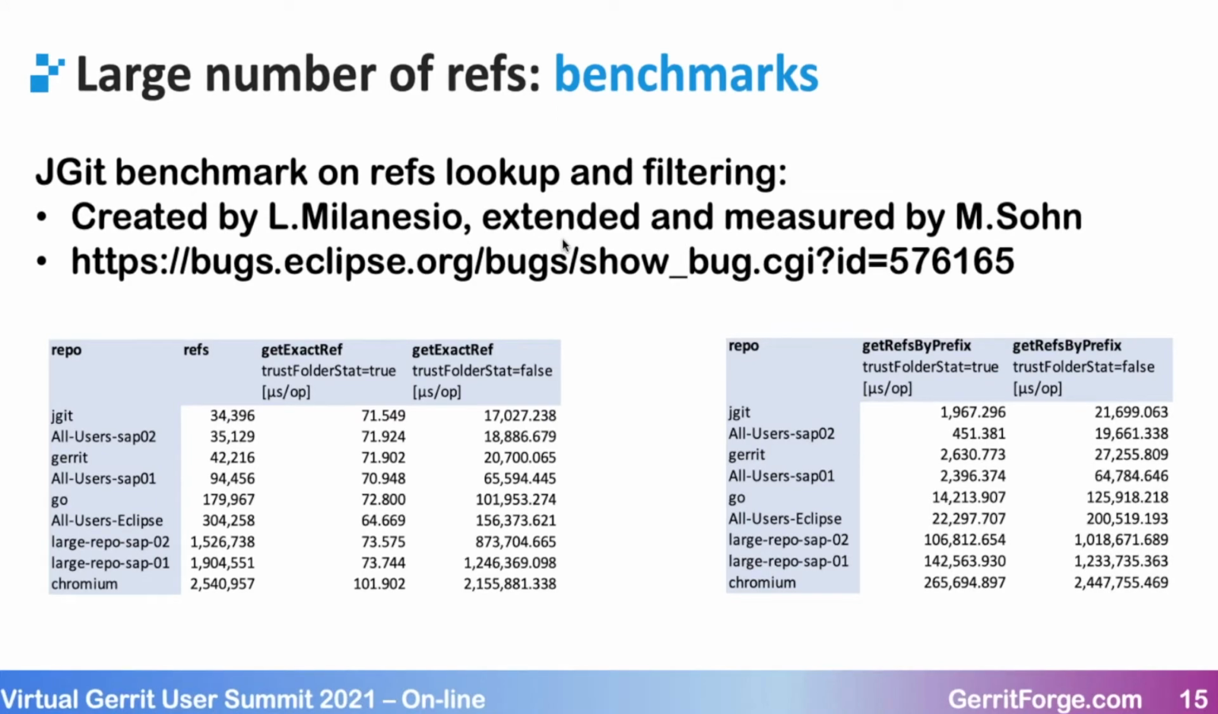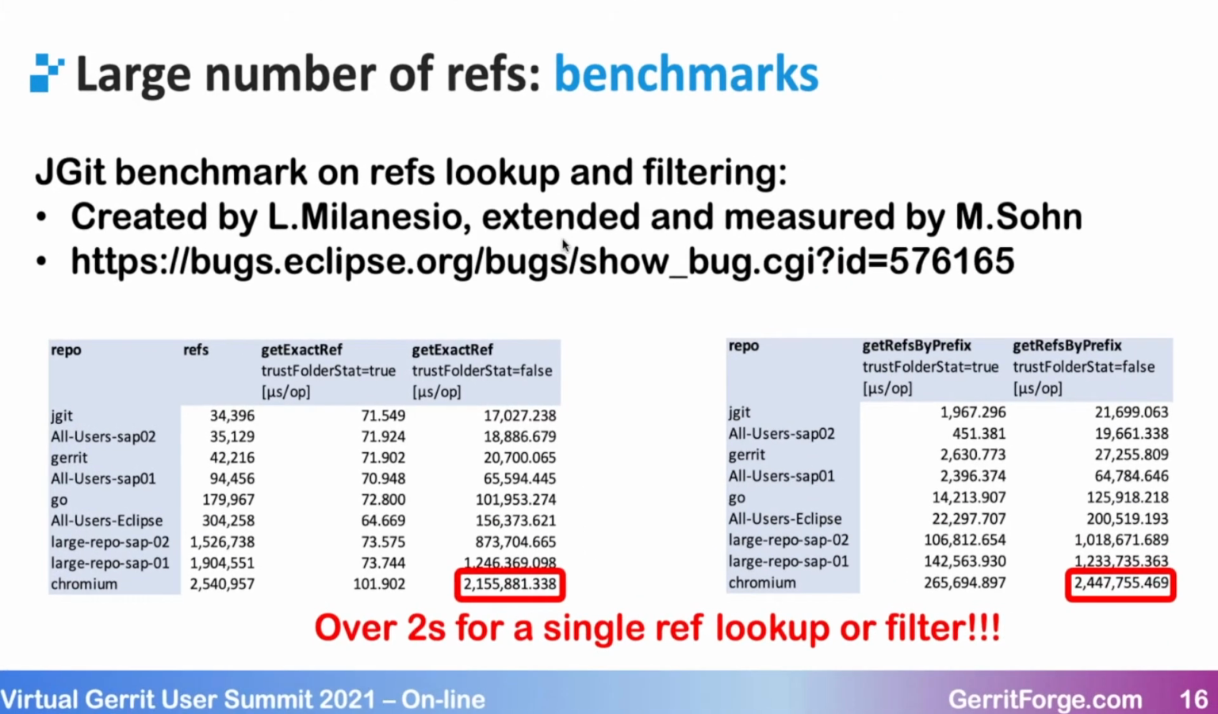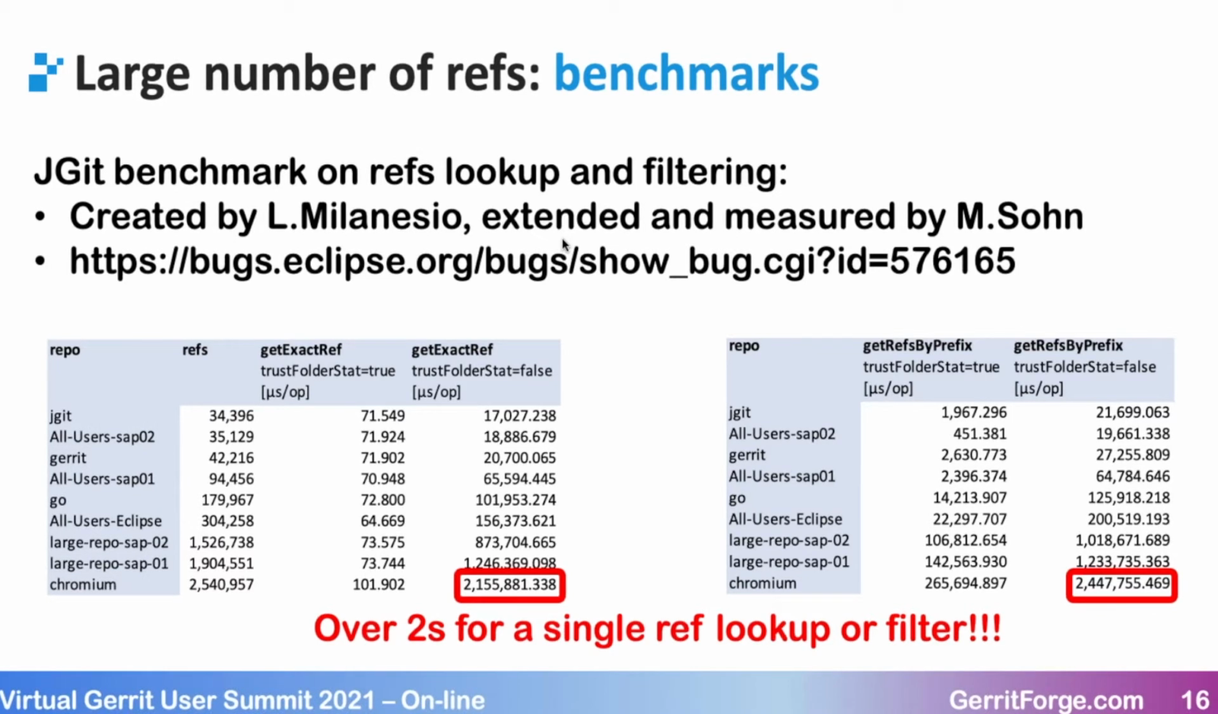And I want you to notice one thing. So the Chromium repo on NFS takes 2.1 seconds, and this is 2.1 seconds, for just doing a lookup of a single ref. And that is shocking, because you know how many times Gerrit does a lookup of a single ref? Many, many, many times. Whenever you open a change screen, whenever you do any operation, you look up refs. And if you do a get refs by prefix, it's even worse.